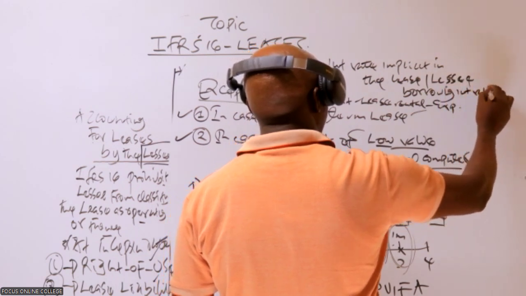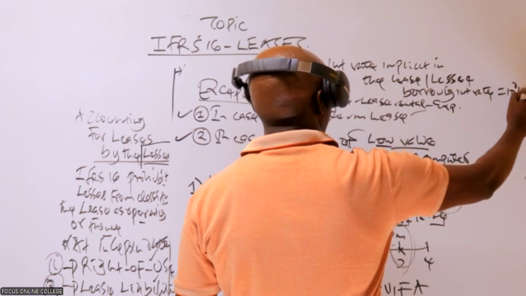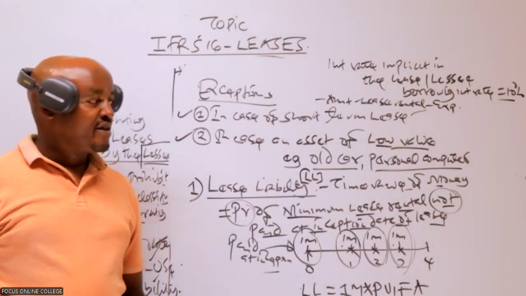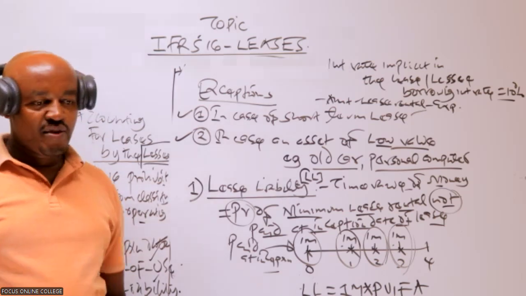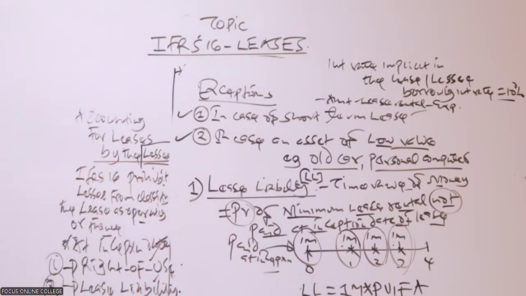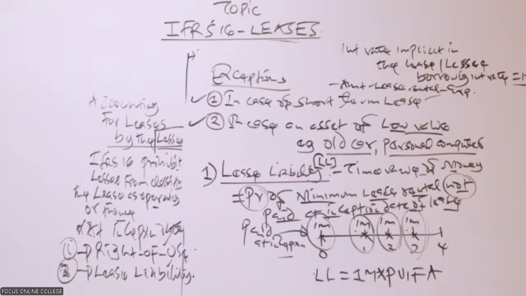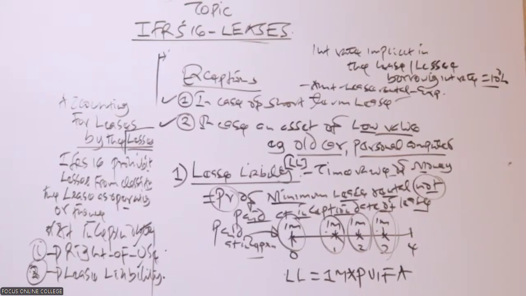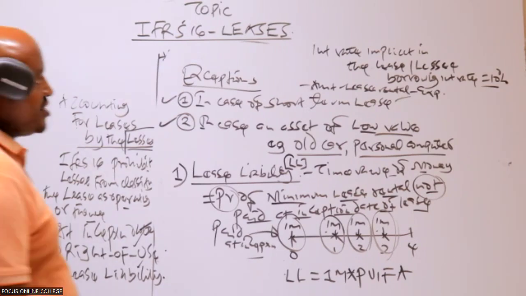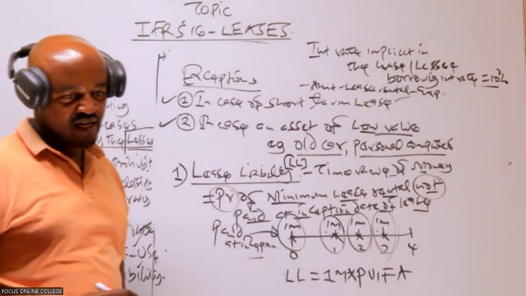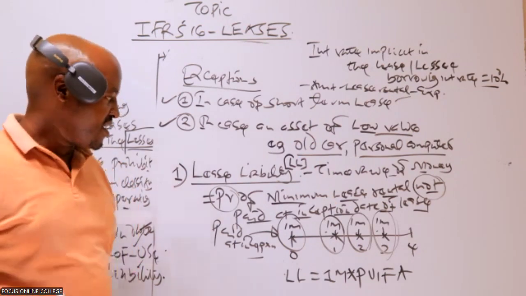Borrowing interest rate. For example, in this case, you can be given the lease borrowing interest rate as 10%. That is the rate which you use for the purpose of discounting. The rate which you are given there is known as the interest rate implicit in the lease, or the lease borrowing interest rate.